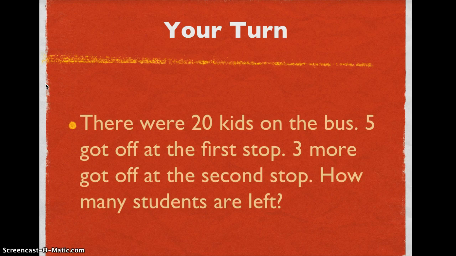This one is kind of tricky because we have 2 different mathematical problems in one. To start, we can write down 20 for our start number, and then we are taking away 5. 20 minus 5 is 15. 15 is our new start number, and we're subtracting 3 more, which leaves us with 12 kids. And that's the answer to our story problem.